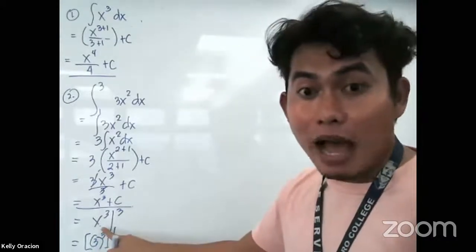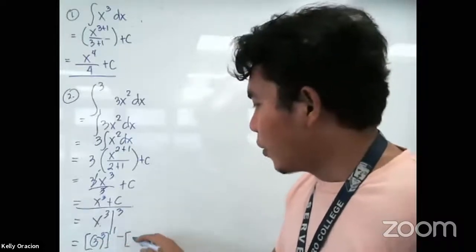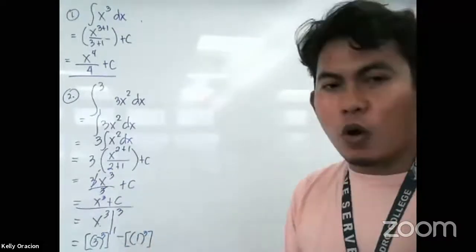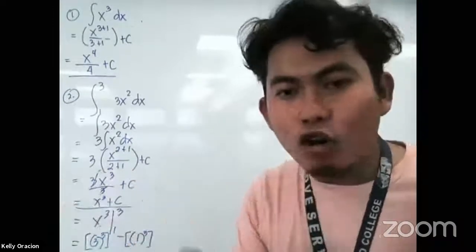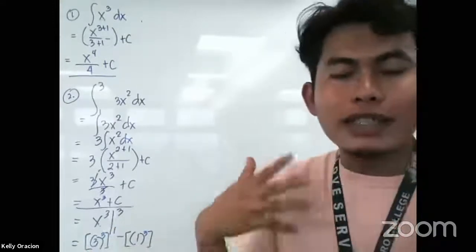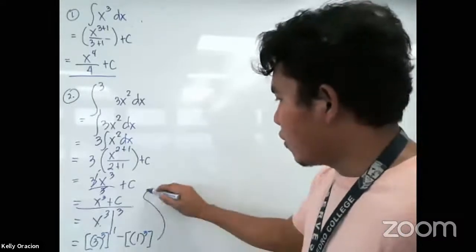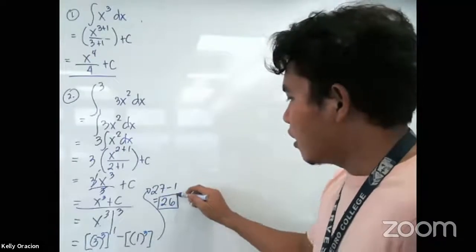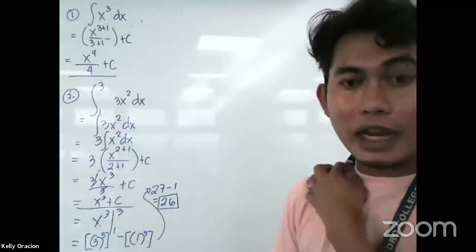Yan, di ba? X cubed, di ba? So your x is 3, so 3 cubed. Then minus, the lower limit is 1. So, nangyari ang process. The upper limit is 3, substitute, minus, the lower limit is 1, substitute. Always siya minus. So, you have 27 minus 1, the answer is 26. And that's the answer already.